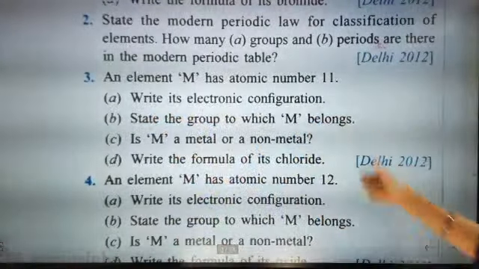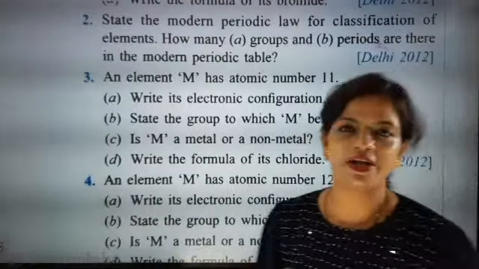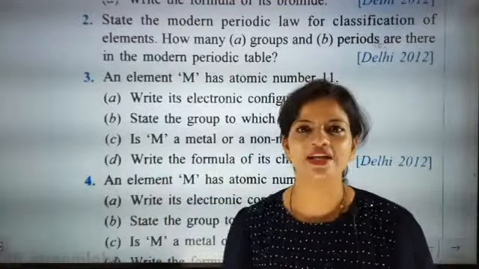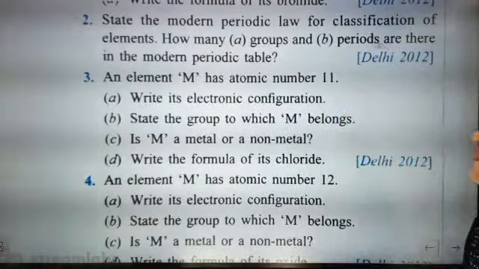Write its electronic configuration. Element M has atomic number 11. You know about element M. Atomic number 11, so where is it coming?